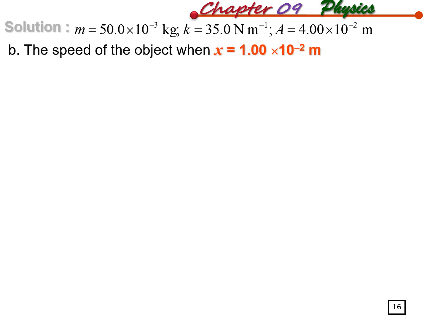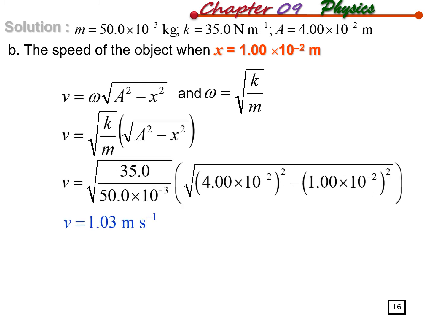And for the speed of the object when displacement is given as 1 centimeter, this one we apply the equation for velocity: v equals omega times root of A square minus x square. We already have the value of omega, which will be equivalent to root of k over m. So replace in, then for the final answer, you will end up with 1.03.